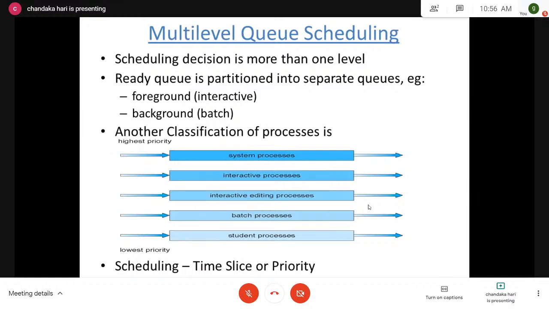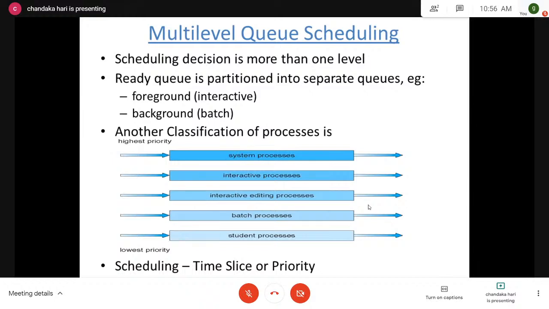Suppose, let us take an example. For this second example, I have been given priorities. The system process queue is the first priority, and this is second, interactive editing process third priority, batch process fourth priority, and student process fifth priority. I have been given the priorities of the jobs like this. Then how is it going to be executed?